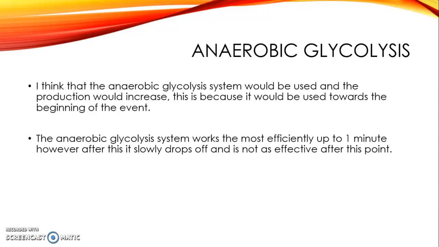Anaerobic glycolysis. I think that the anaerobic glycolysis system would be used and the production would increase. This is because it again would be used towards the beginning of the event. The anaerobic glycolysis system works the most efficiently up to 1 minute. However, after this it slowly drops off and is not as effective. It can work up to 3 minutes, but it is mostly used up to 1 minute before the aerobic system kicks in. It is normally used in short distance events.